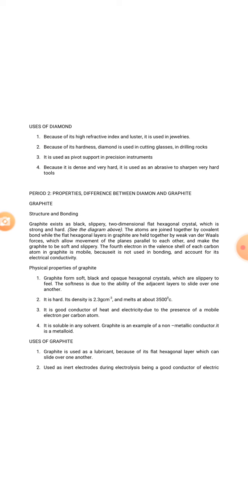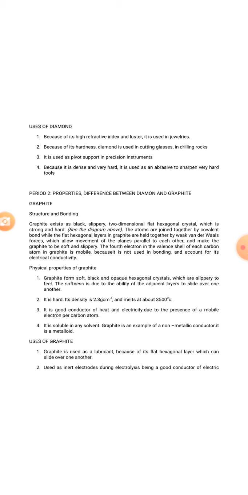It is the hardest known substance we can ever find, and because of that, you can only use diamond to cut diamond, but you cannot use any other element to cut diamond, and you can use diamond to cut any other element. I hope you understand that. Now, number three, it is used as pivot support in precision instruments. And number four, because it is dense and very hard, it is used as an abrasive to sharpen very hard tools. So that's that about diamond.